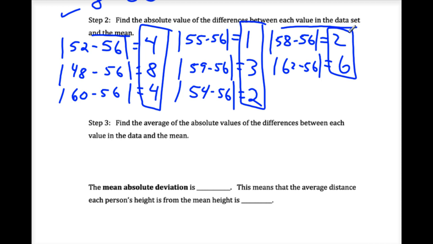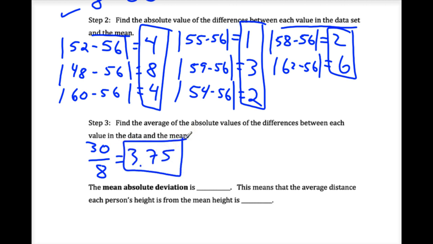So that's why I said you were going to find the average twice. You're going to find the average of everything, and then you're going to find the average of the differences between each value and the mean. So, again, we're going to divide by 8. Everybody add up those little small numbers. You can probably do it in your head. 30. And what's 30 divided by 8? 3.75. Guys, that's the mean absolute deviation.